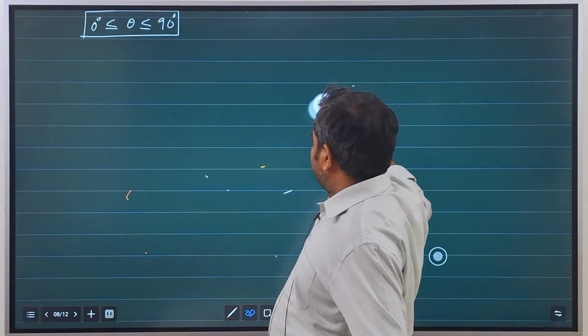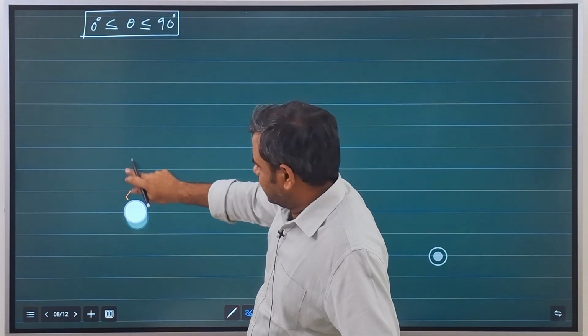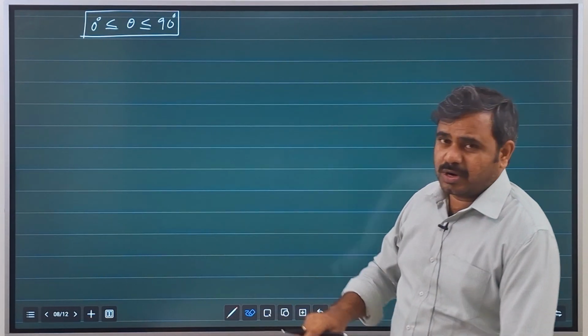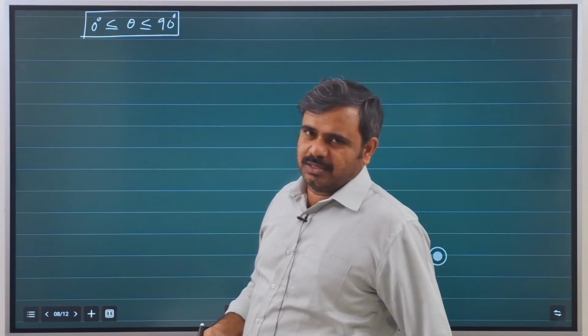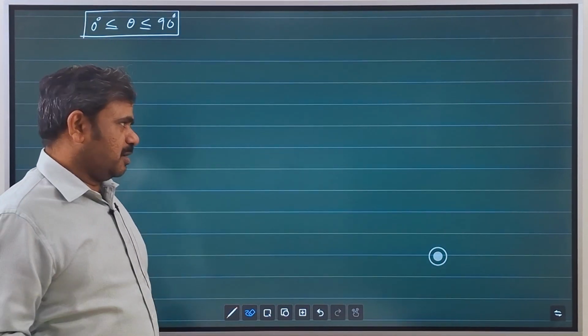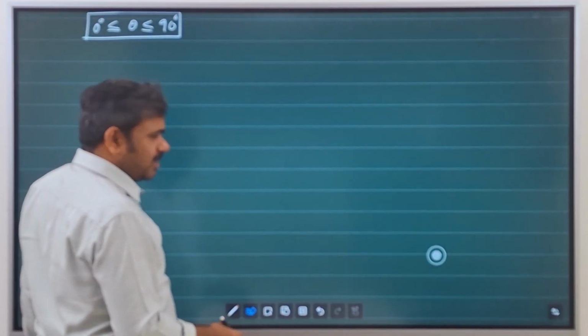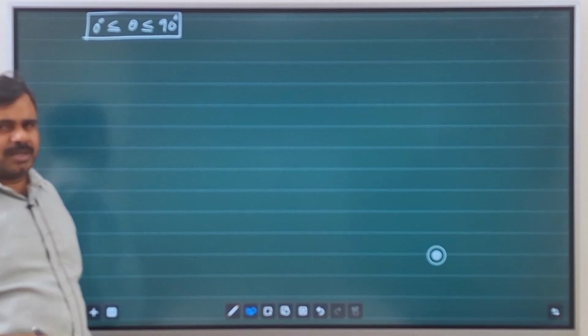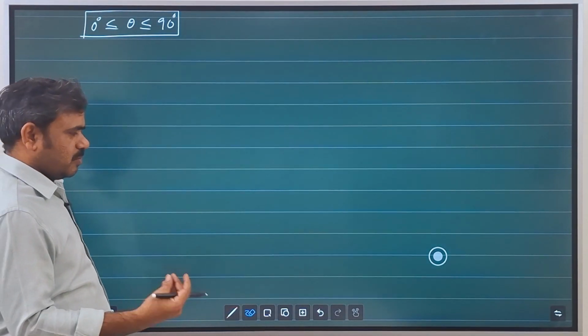So take a right angled triangle inside a circle. It's easy to understand what happens to the ratio of sides when you look at a right angled triangle inside a circle. For that we draw a unit circle. Unit circle means a circle with radius equal to 1 unit.